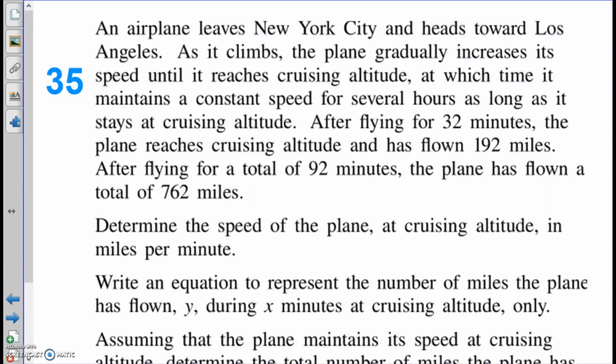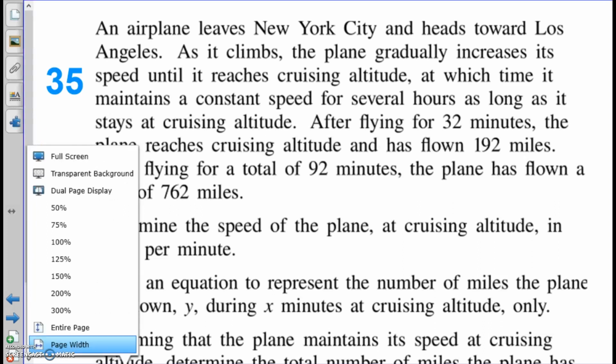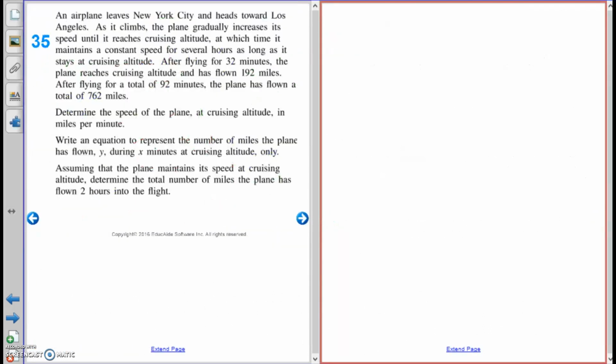So I'm actually going to change the view here a little bit. I'm going to add a blank page and see if I can do a double screen so I can see the question and draw my sketch at the same time.